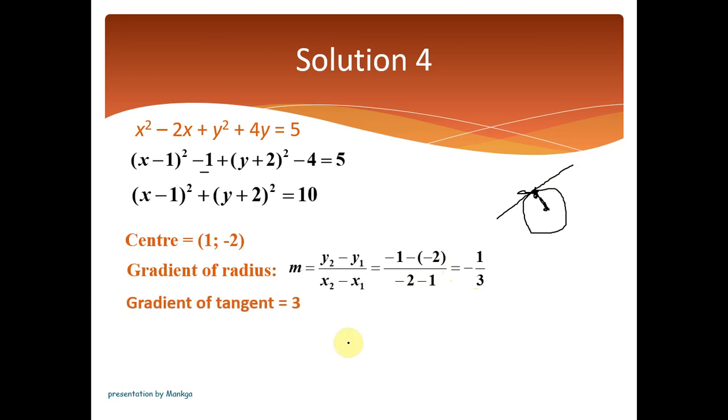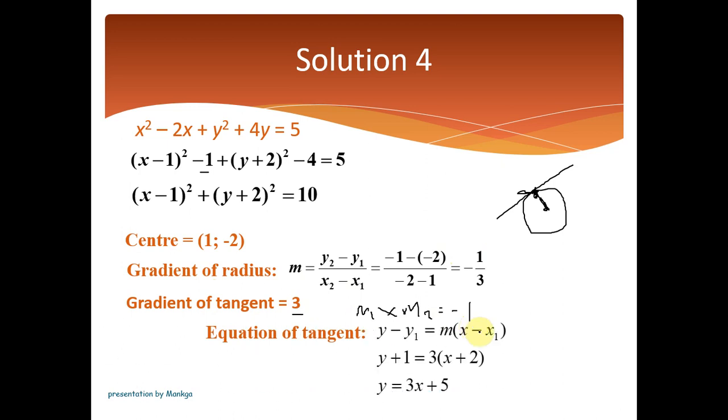Then secondly, the gradient of the tangent is 3. So to get the gradient of the tangent, we're saying m1 multiplied by m2 should give us what? Negative 1. So we substitute this one here. We make m2 the subject of the formula. We solve for m2, then we find m2 as 3. I hope you understand. So this one is perpendicular gradients. When we multiply these two, they should give us negative 1.